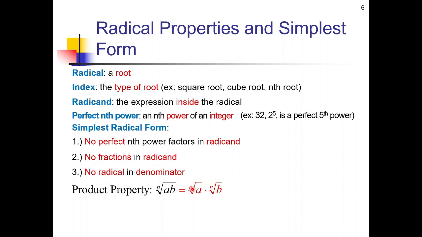If you have two roots with the same index, you can multiply the stuff inside together and put it in one big root. So there's kind of a moving out and a moving in aspect to this rule. The quotient property basically works the same way, but with division instead of multiplication. So we can split this up into the nth root of a over the nth root of b. And again, just like the product rule, we can go backwards, and if we wanted to, we could turn this into one big fraction inside the radical.